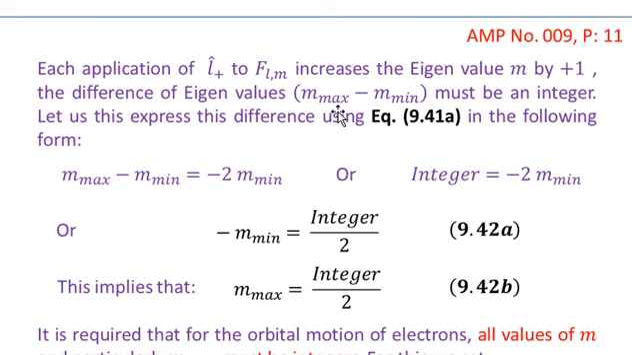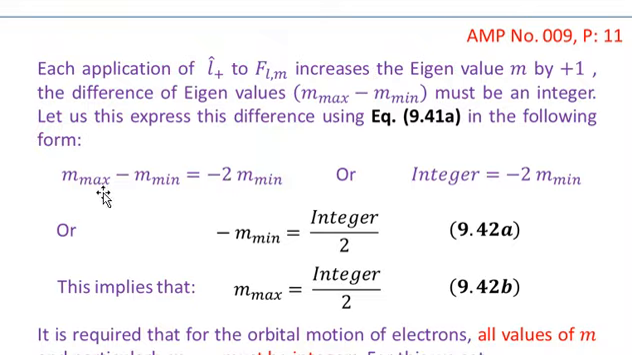So it means that if you operate the L plus operator on FL comma m minimum successively, and you reach the final value, that is m max, then the difference between m max and m minimum must be an integer. So let us express this difference using equation 9.41a in the following form.